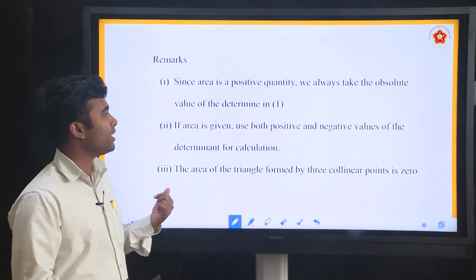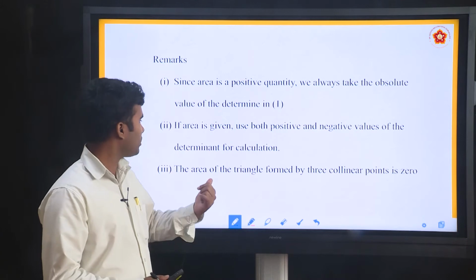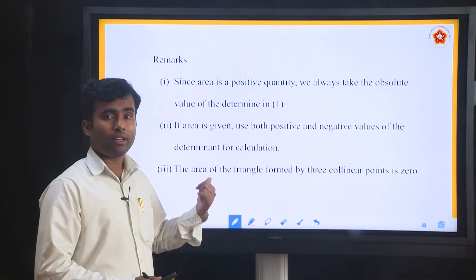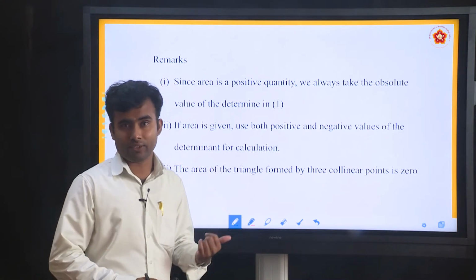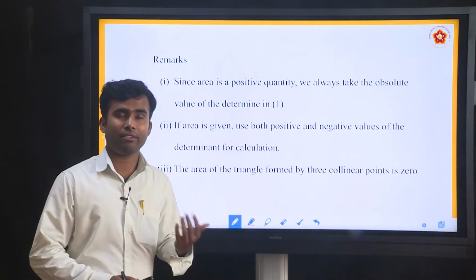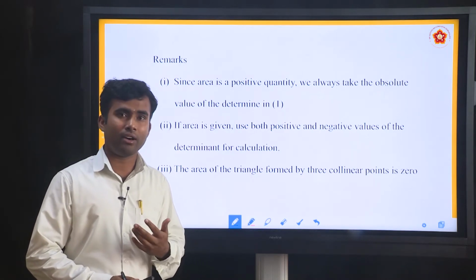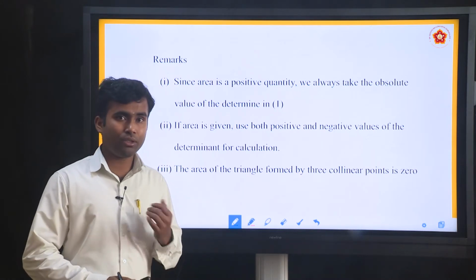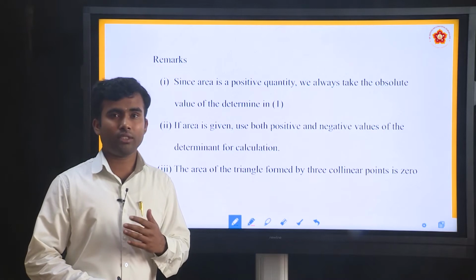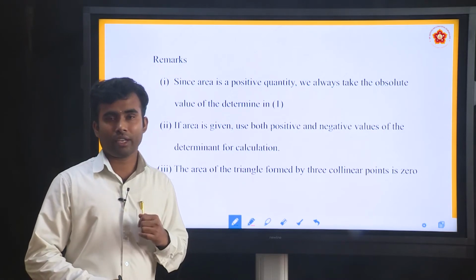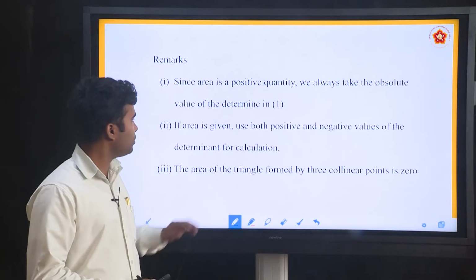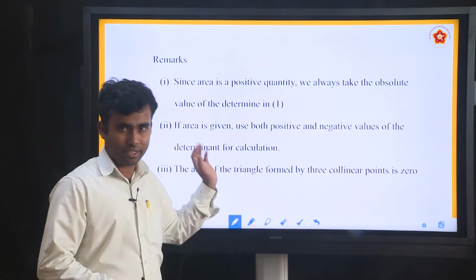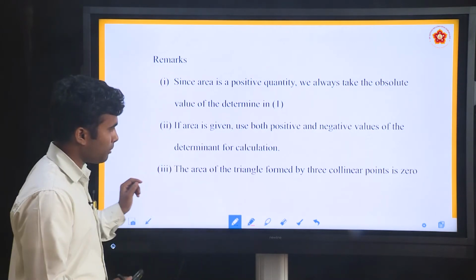Next, we have to take both negative as well as positive when the area of the triangle is already given in the question. Understand? Suppose they give the area of a triangle is 4 and ask to find the value of one of the vertices. If they ask something like this, what you are going to do is take both. You have to take plus or minus of that given area of the triangle. That is what you should consider, both positive as well as negative, if the area of the triangle is already given in the question. That is one of the remarks.